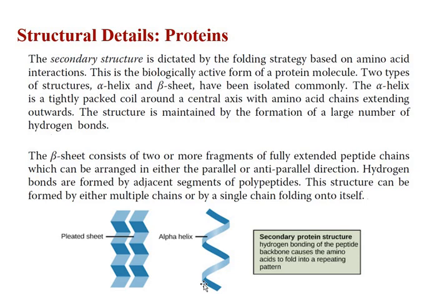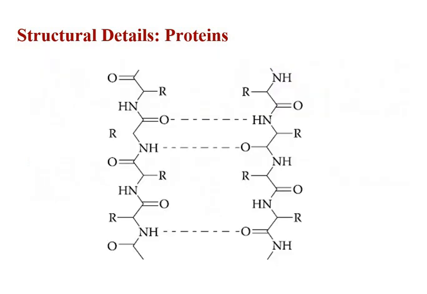Two or more polypeptide chains side by side, and then hydrogen bonds start forming between them. So this structure can be formed by multiple chains, or maybe a single chain which has folded upon itself. A single chain might come back and fold upon itself, and then you can have this typical beta sheet like structure. So let me give you an example of how beta sheets could be formed.